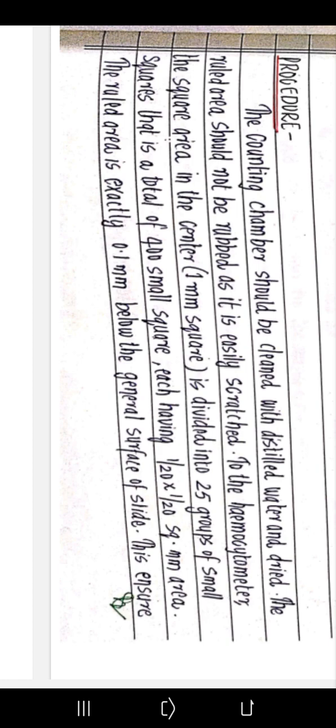The square at the center, 1 mm square, is divided into 25 groups of small squares. That is a total of 400 small squares, each having 1 by 20 into 1 by 20 square mm area. The ruled area is exactly 0.1 mm below the general surface of the slide.